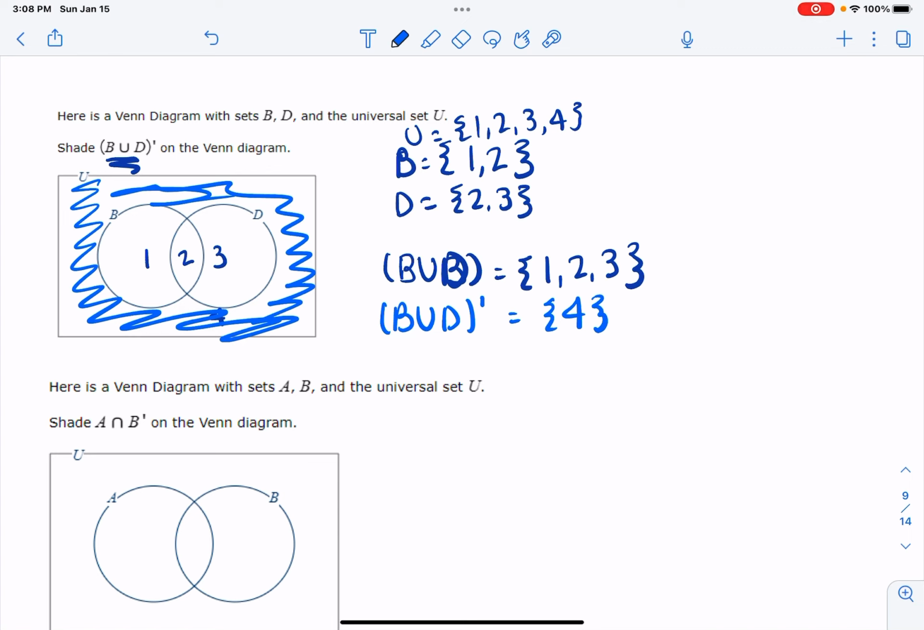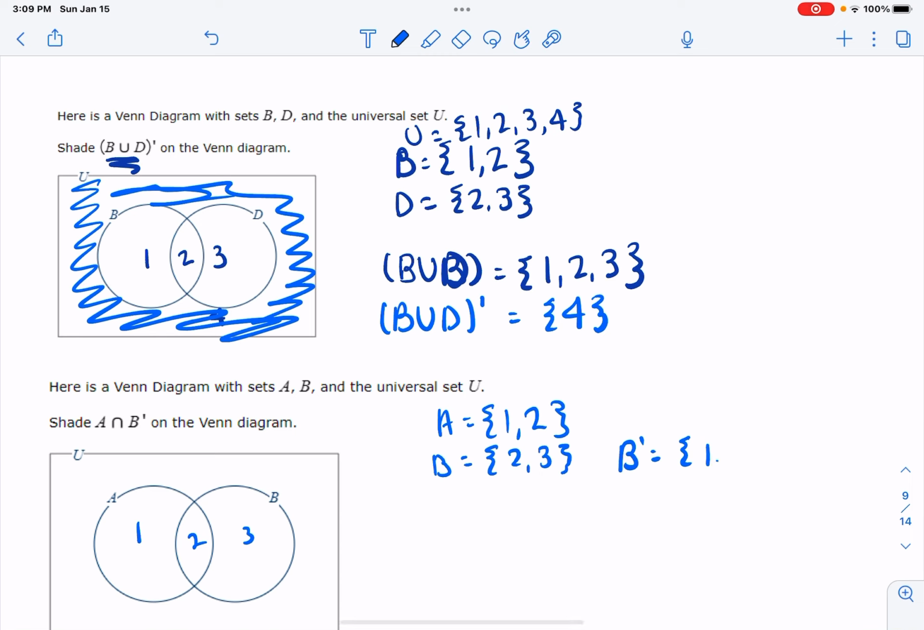All right, so let's do the next one. I think I've already done this one, but let's do it again. All right, so 1, 2, and 3. So again, A is 1 and 2. B is 2 and 3. So I need the intersection of A and not B. So if B is 2 and 3, not B would be 1 and 4.